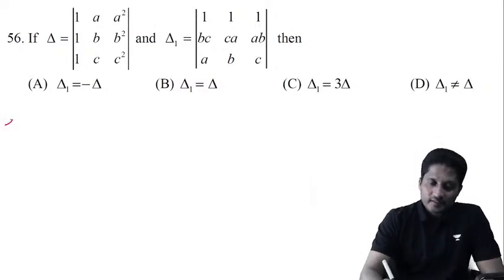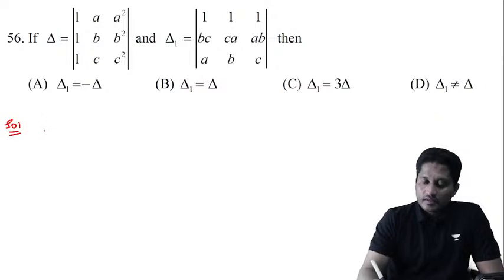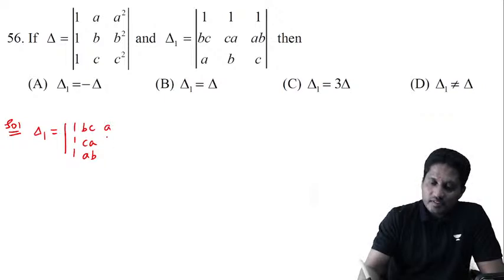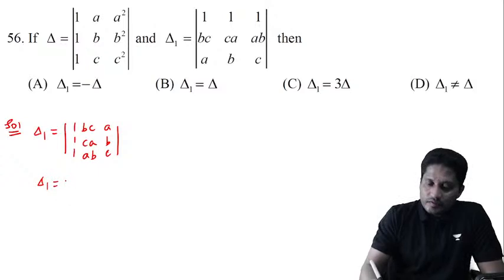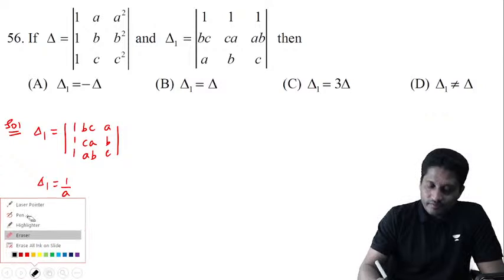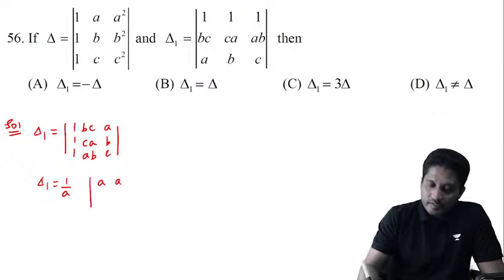Question number 56. Delta 1 is equal to, if I interchange the rows and columns, if I take the transpose, 1 1 1, this is BC CA AB, and then this is ABC. Delta 1 is equal to first row multiply by A and divide by A. So the first row becomes ABC A square. Second row, if I multiply by B and divide by B, so this is B ABC and B square. Similarly, this is equal to C ABC and C square.